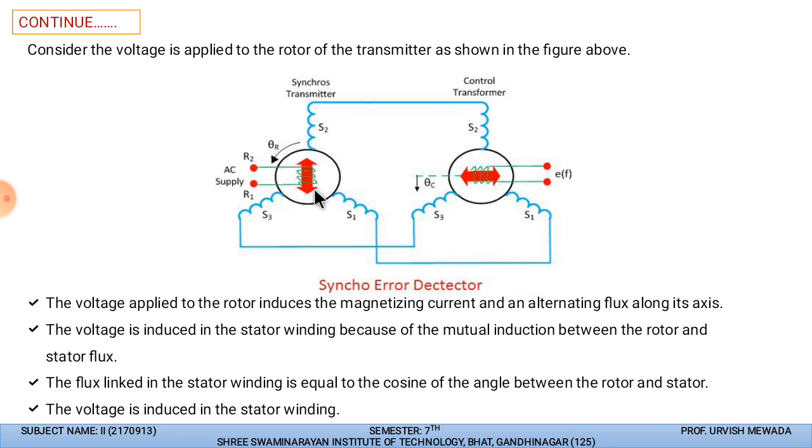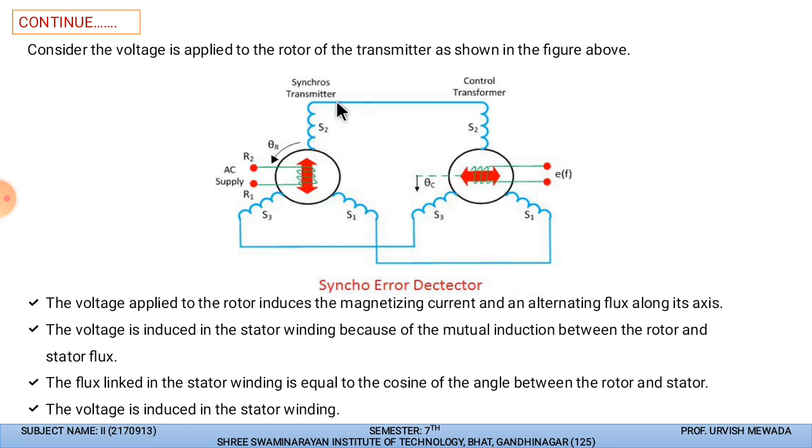This is the rotor of the synchro transmitter, on which we have the rotor field winding, and the two terminals of the rotor are R2 and R1, and this is the AC supply that we are giving. This is theta R. If the rotor rotates, it will take the angle from the initial position theta R. S1, S2 and S3 are the three terminals of the synchro transmitter.